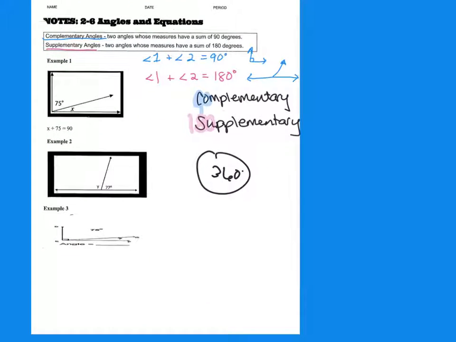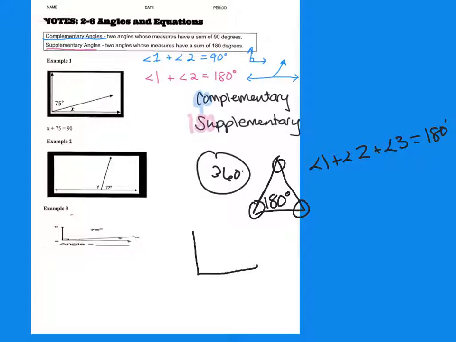Do y'all remember the degrees of a triangle? It's 180. That means all three angles in a triangle add up to be 180. So angle 1 plus angle 2 plus angle 3 equals 180. That's all triangles. So you would have to figure out what angle 1, angle 2 and angle 3 are. What about a square or a rectangle?